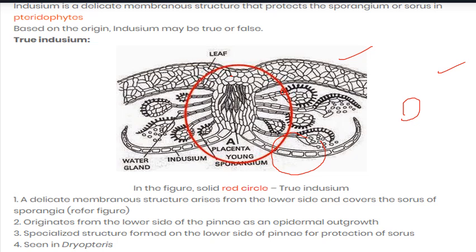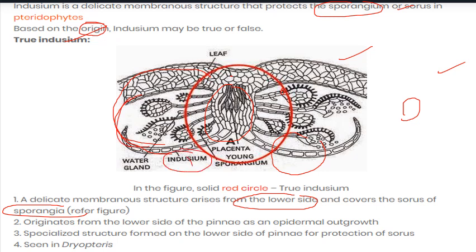True indusium is a delicate membranous structure that protects the sporangium or sorus. ये जो इंड्यूसियम होता है एक डेलिकेट मेम्ब्रेनस स्ट्रक्चर होता है जो प्रोटेक्ट करता है स्पोरेंजियम को और सोरस को. और इट्स ओरिजिन के बेसिस पे ये ट्रू भी हो सकता है और फॉल्स भी हो सकता है. In case of true indusium, a delicate membranous structure rises from the lower side and covers the sorus and sporangia. तो लोअर साइड से इसकी डेवलपमेंट होती है और कवर करता है पूरे के पूरे स्पोरेंजिया और सोरस के टिश्यू को. इस तरह के जो इंड्यूसियम को कहा जाता है ट्रू इंड्यूसियम.